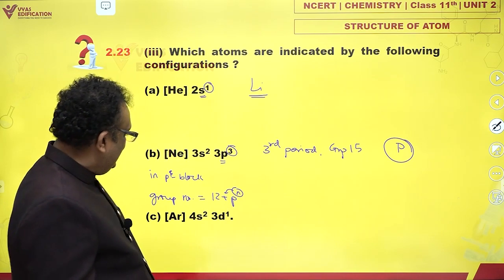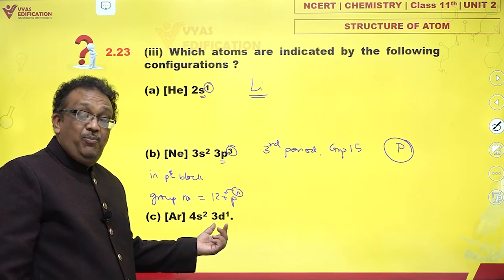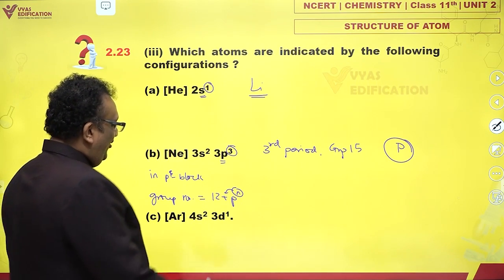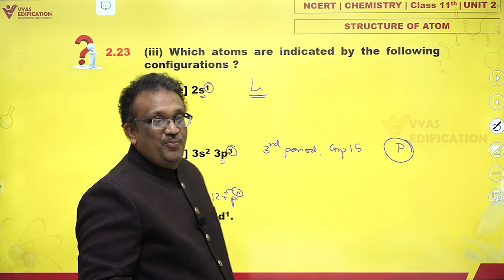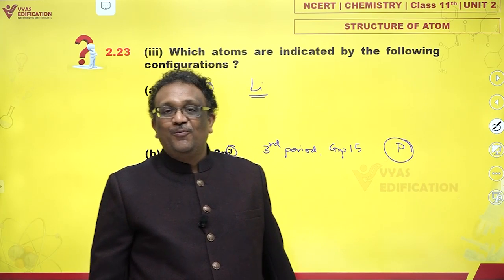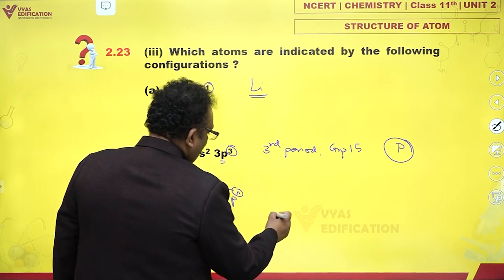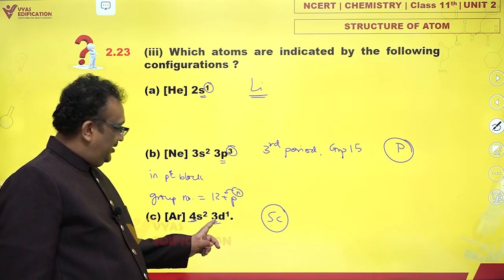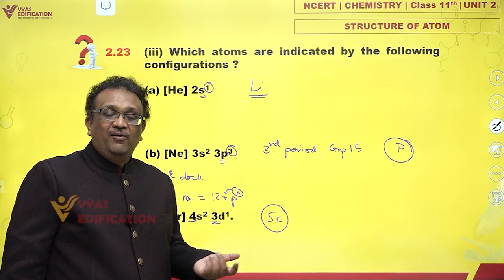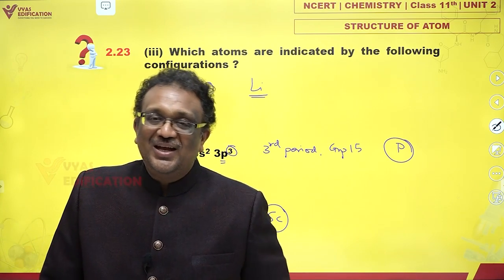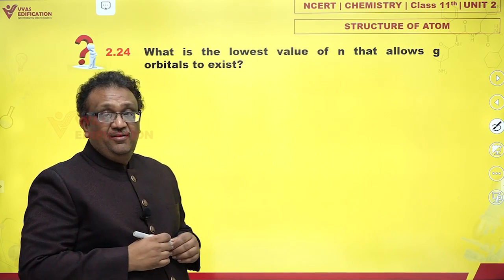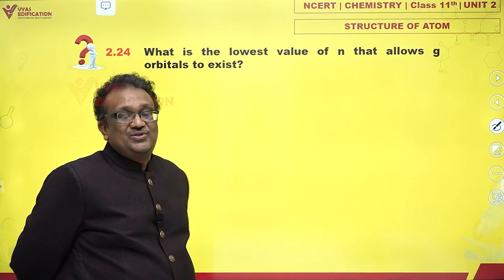What about this one? D block. Oh wow, yes. 4s2, 3d1. In D block, D1 would mean group 3. Group 3, we are talking about scandium. 4s means fourth period. D means D block. D block, fourth period, first element, scandium. This is scandium.